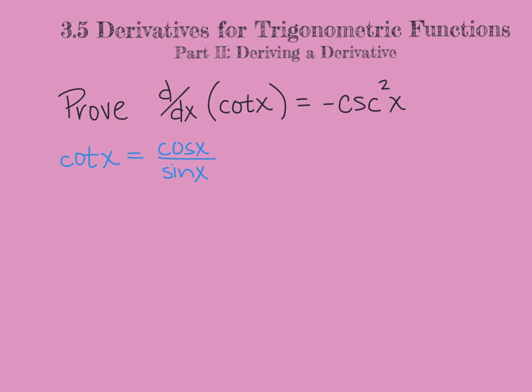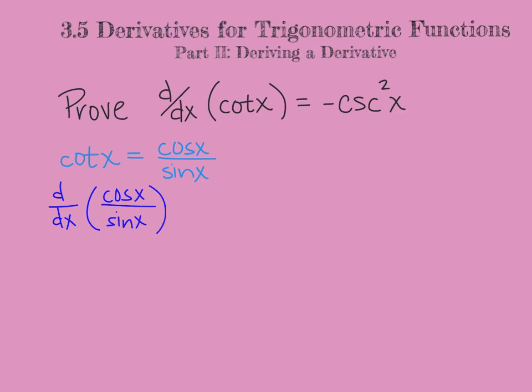Now we see that the cotangent is a quotient or a fraction. So we are going to use the quotient rule in order to find the derivative. So what I'm going to do is take the derivative of cosine over sine, because that is what cotangent equals.